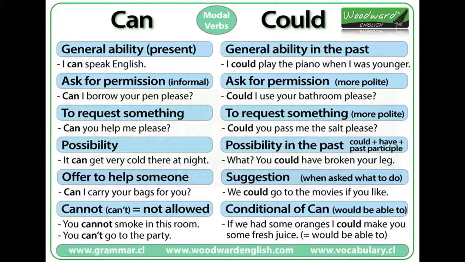Whenever you have to use past participle, it means the third form of the verb. So, you could have broken your leg. You can see broken is the third form. This is the past participle. And have, as mentioned in the structure, could have broken. This is the possibility of a past action.